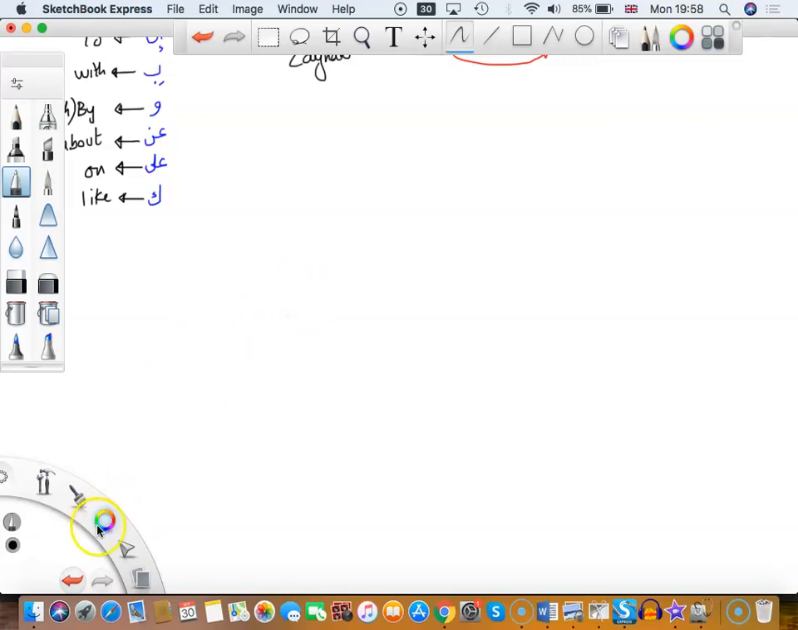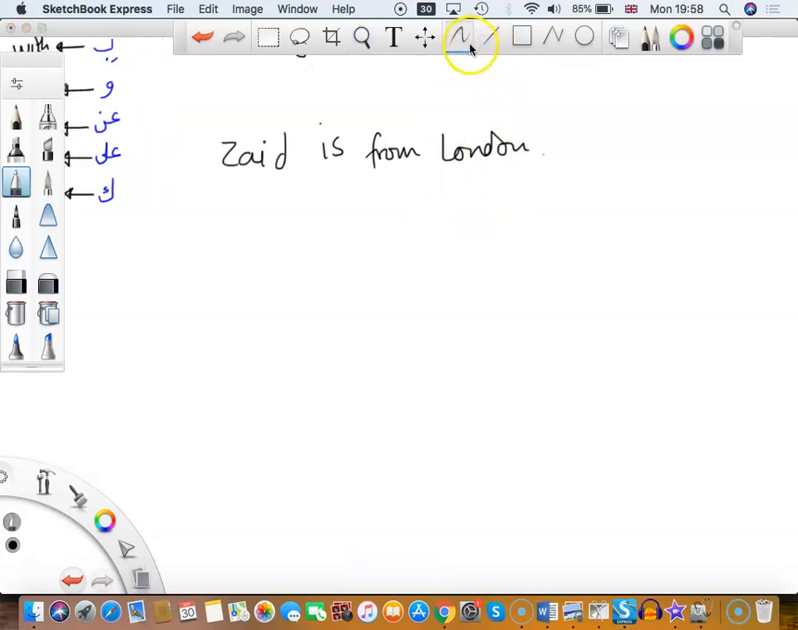All right, so, example now. Zaid is from London. Right, so have a go at this. Have a go at translating it. Yeah, Zaid is from London. And in Arabic, London is London. And what's from? Min. Okay, so have a go. Come on, 2 minutes.